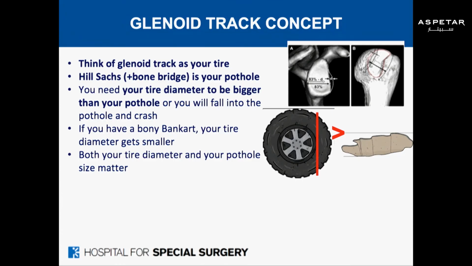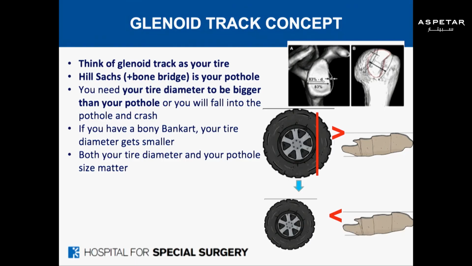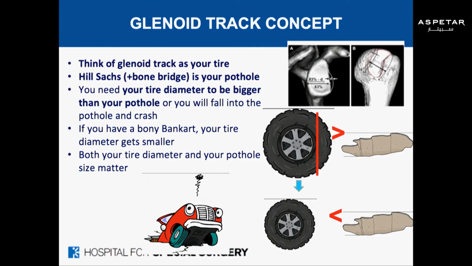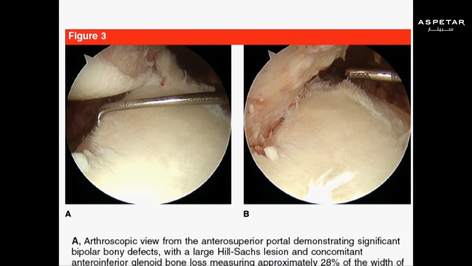Now, if you have a bony Bankart, that tire diameter gets even smaller. So now both your tire diameter and your pothole size matter. To look at one or the other in isolation is a problem, and it's not going to lead to a good situation. This is just what you'd see at the time of surgery arthroscopically. This is the view looking from an anterior superior portal, looking down the glenoid. And this is that anterior inferior aspect of the glenoid that's missing bone. And then this is that Hill-Sachs defect there.